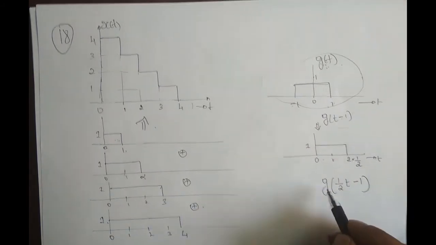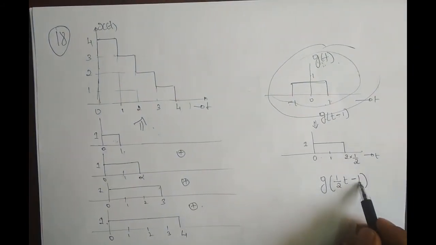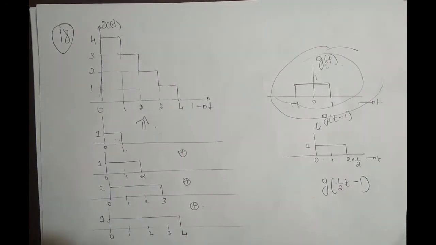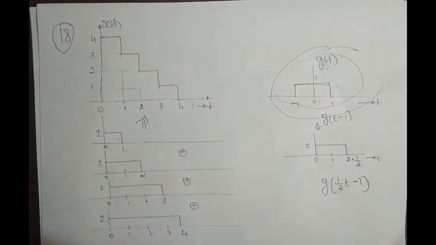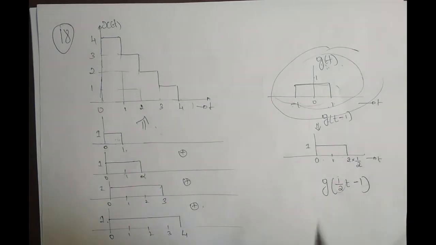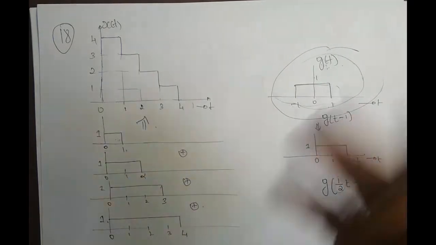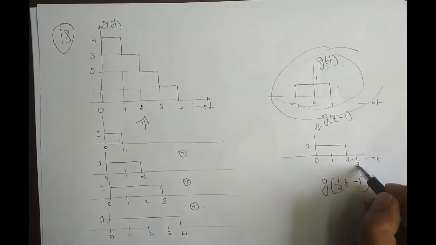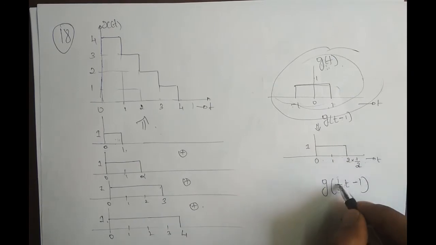Okay, so if this is my g of t, g of 1 by 2t minus 1 will end up with this signal. So how did I do that? First I shifted it, because it involves the precedence rule. I shifted it right one time, right? This was my g of t, I shifted it right by one time. Next, this was my intermediate signal. For this intermediate signal, I time scaled it by multiplying by 1 by 2. So why 1 by 2? Because, I'm sorry, since I multiplied by 1 by 2 here, this has to be 2.